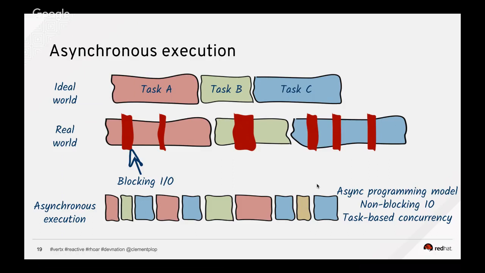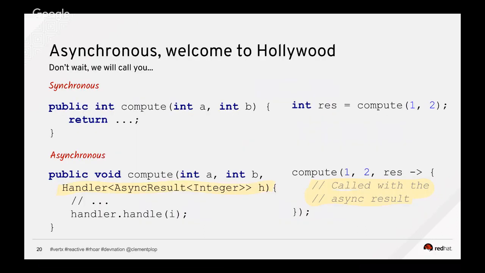But to do this, we need three things. We need an asynchronous programming model, we need non-blocking I/O, and then we need task-based concurrency instead of thread-based concurrency. And when you do that in your code, things start to be a bit weird.